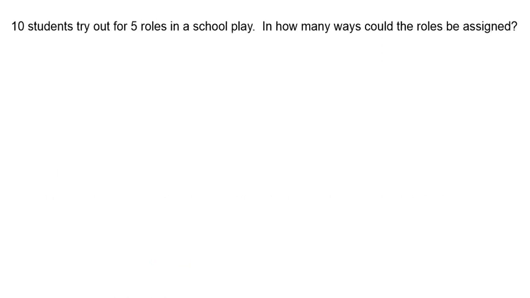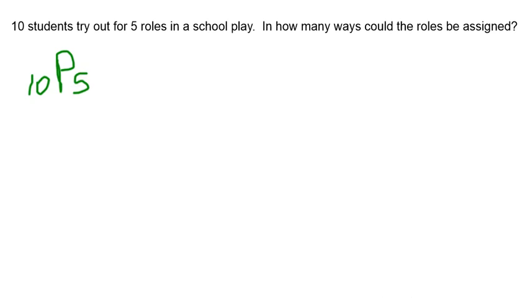Suppose 10 students try out for 5 roles in a school play. How many ways could the roles be assigned? Assuming that these 5 roles are distinguished, each role is different, the order in which they're assigned does matter. So this is going to be a permutation. We have 10 students trying out, so there are 10 total objects, and there are 5 roles, so 5 objects being taken out. So this is how we could set up the permutation.